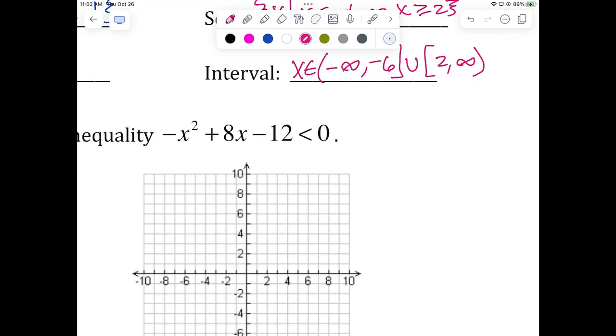More thunder. Does this parabola open up or down? It opens down like that. Draw yourself an x-axis. I want to know where it's less than 0. Is that above or below?